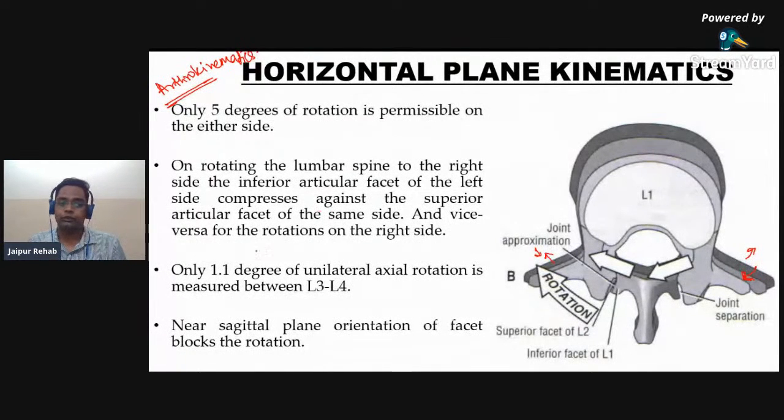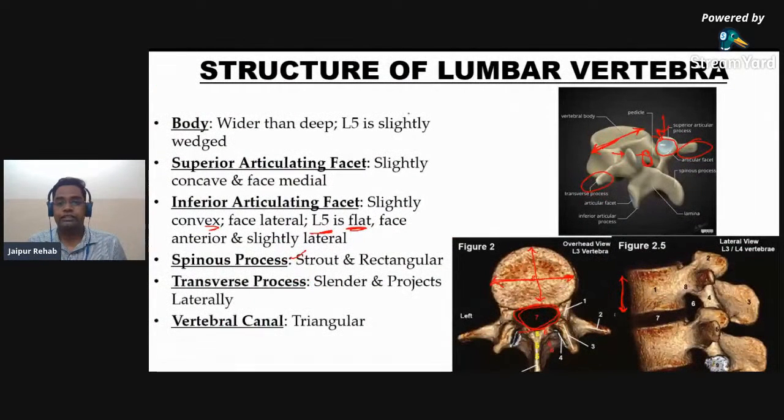Okay, so as I told you earlier also, only 1.1 degrees of unilateral axial rotation is measured between L3 and L4, which is probably the highest amount of lateral rotation available at any joint. Okay, that is 1.1 degrees only. Near sagittal plane orientation of the facet blocks this rotation. Because I forgot to tell you about the orientation of the facets also, I'll go to the first slide back again, and the facets are oriented at 25 degrees from the sagittal plane.